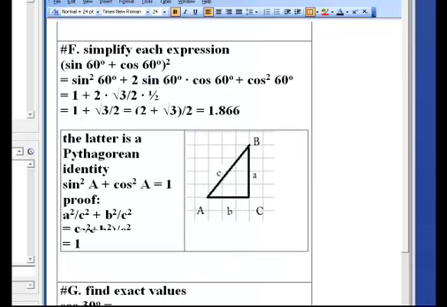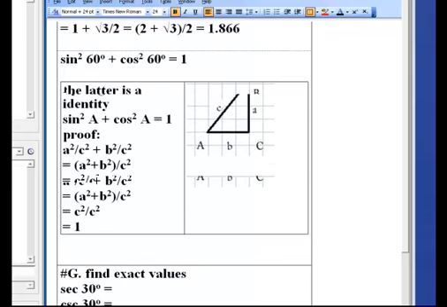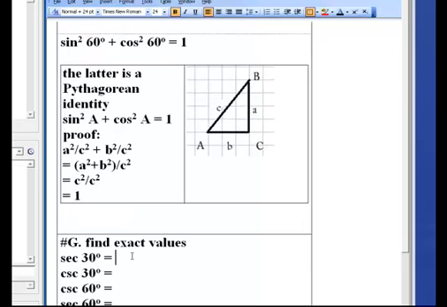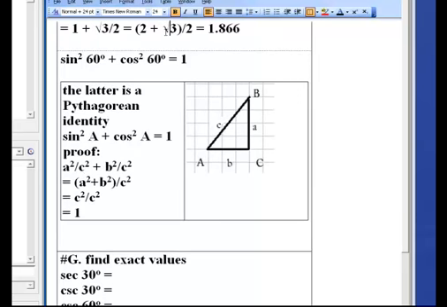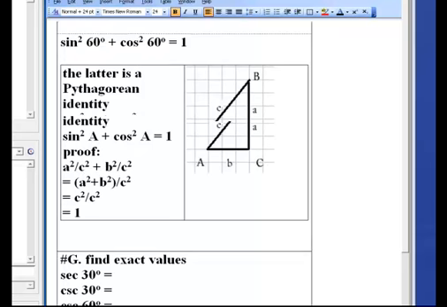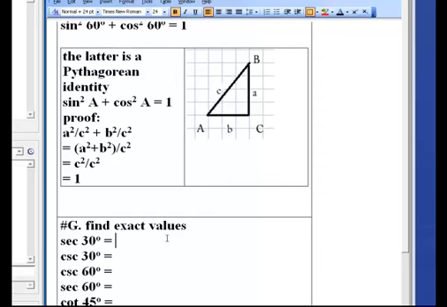Next exercise, which says find exact values, secant 30 degrees. I didn't require to have the secant of 30 degrees memorized, but I do require to have the cosine of 30 degrees memorized. The cosine of 30 degrees is the square root of 2 over 2. I'm sorry, did I just say that? Square root of 3 over 2 is what the cosine of 30 degrees is.